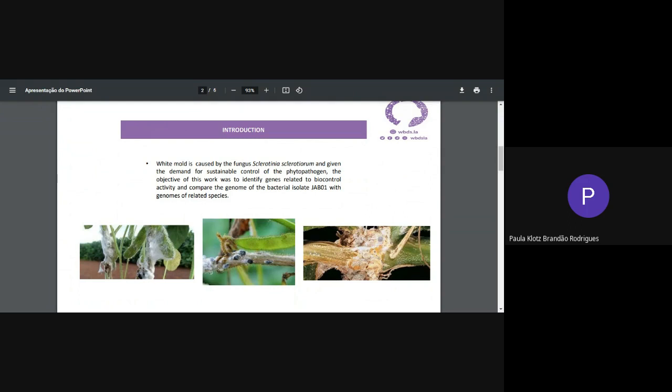myceliogenic germination of sclerotia in in vitro bioassays. So the objective of this work was to identify the genes related to the biocontrol activity.